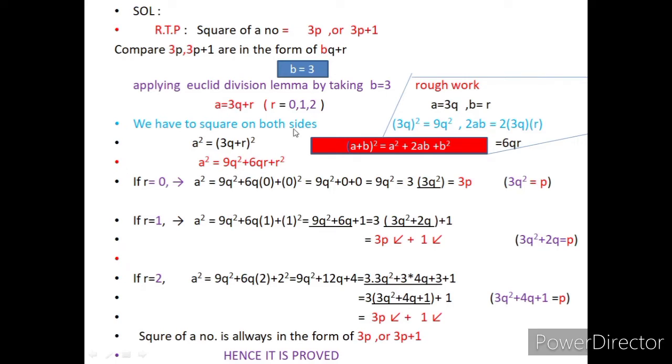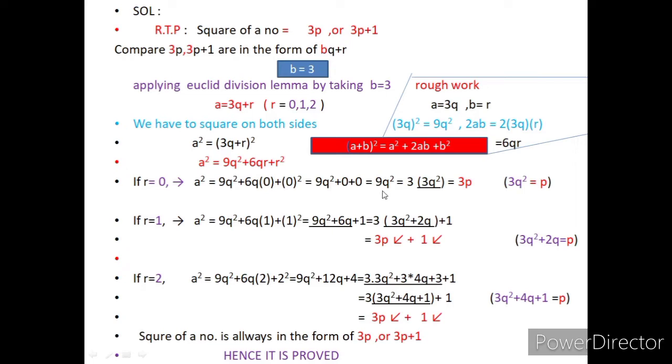If you take the relevant r values, take r equal to 0, then what happens? This whole equation becomes 9q square as it is, then 6q as it is, where in place of r you put 0, plus r square, which is 0 square. I substitute 0 wherever I find r. So it is clearly 9q square, because 6q of 0 is 0 and 0 square is 0. So the total sum is 9q square.